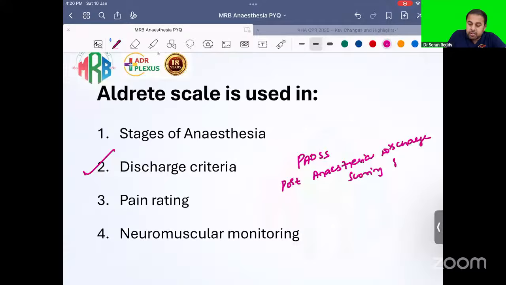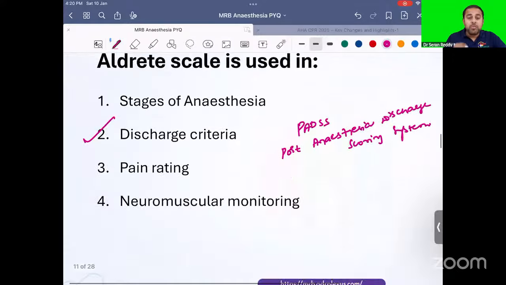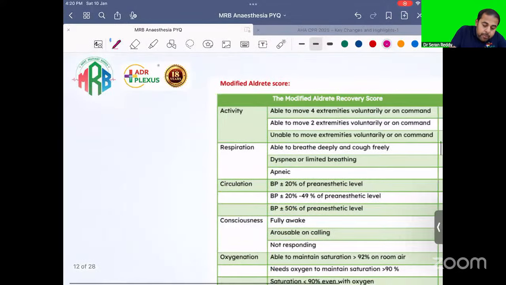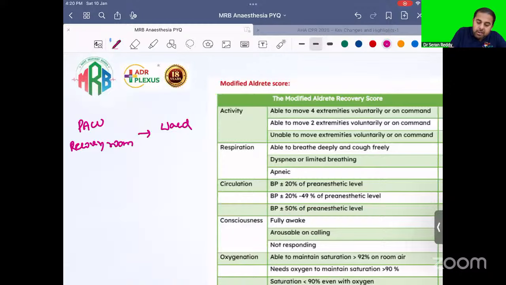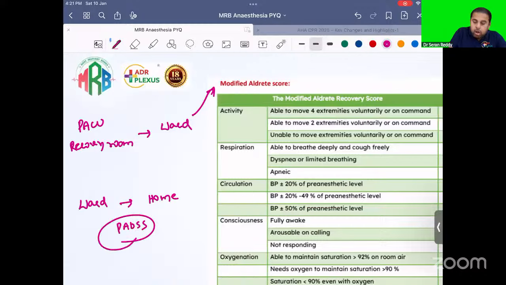A patient getting admitted, operated, and discharged on the same day is called as daycare surgeries. So in this, we have 2 scales which we use. A patient shifting from PACU or post-anesthesia recovery room to ward, we use Aldrete score. Whereas to shift the patient from ward to home, we use PADS. So what are the common things? Both have a maximum score of 10, and the minimum score required to discharge is 9 out of 10.